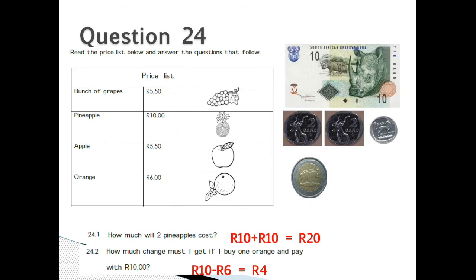2 pineapples will cost 10 Rand plus 10 Rand, which is 20 Rand. And the change that I get if I buy an orange and pay with a 10 Rand is 10 Rand minus 6 Rand, which is equal to 4 Rand.